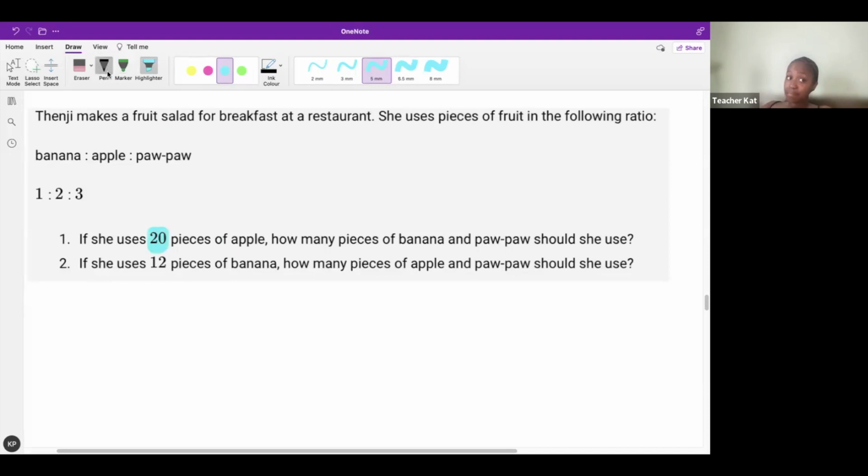Are you with me? So the ratio is 1 to 2 to 3. Now they are telling us this guy over here is actually 20. How will I know how much banana and how much pawpaw she uses? How did I get from 2 to 20, guys? Let me do this. This is X, this is 20, and this is Y. How did I get from 2 to 20?